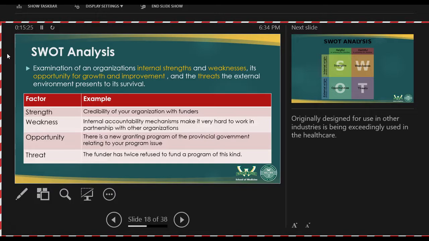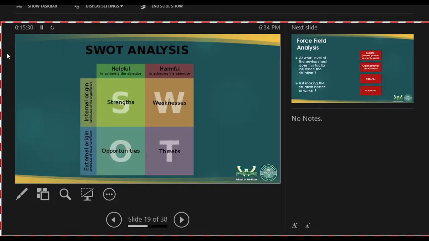It's easy to say SWOT, but how are we going to get the data for SWOT? We have a 2x2 diagram, and that's what SWOT analysis is. This 2x2 diagram helps you assimilate the different information coming in and put it in a format in which you can review it. As you can see in the columns, you have the helpful, which helps achieve the objectives, which are the strengths and the opportunities, and then you have the harmful in achieving the objective, which are the weaknesses and the threats. And then you have internal origin and external origin.